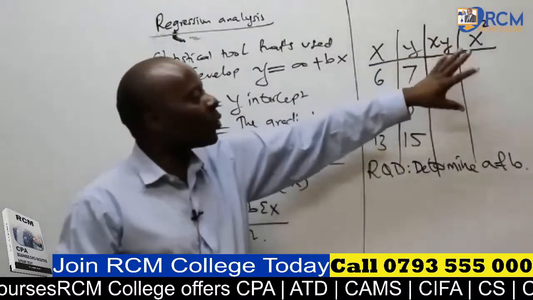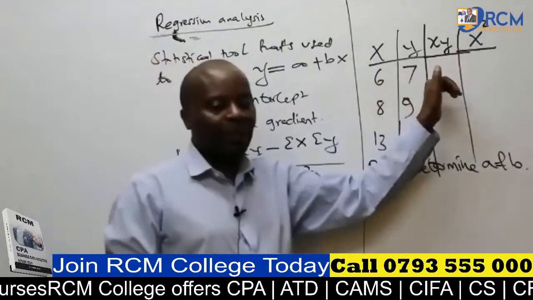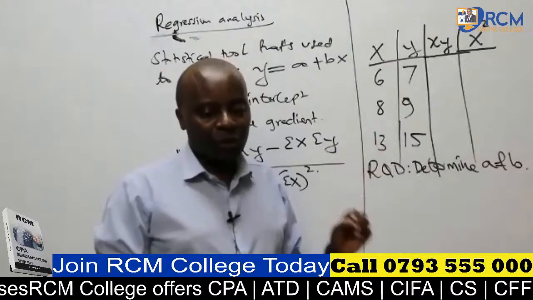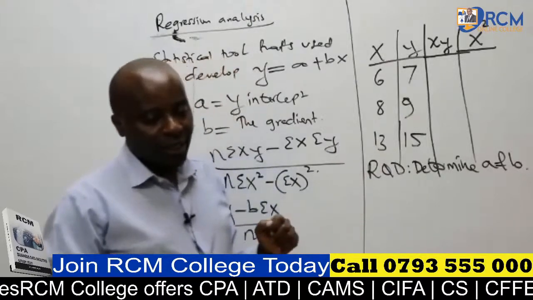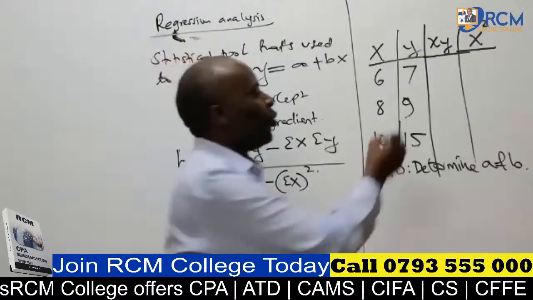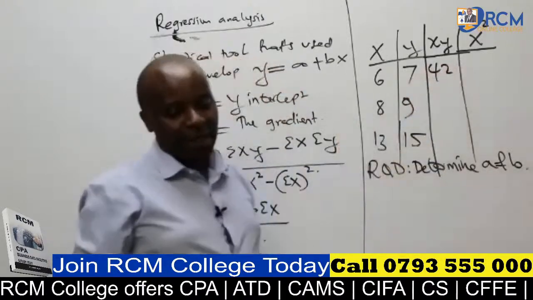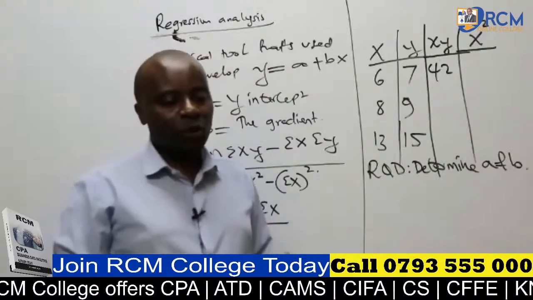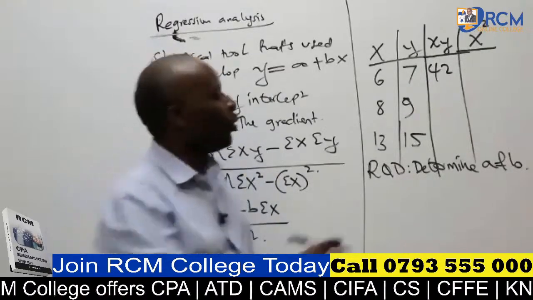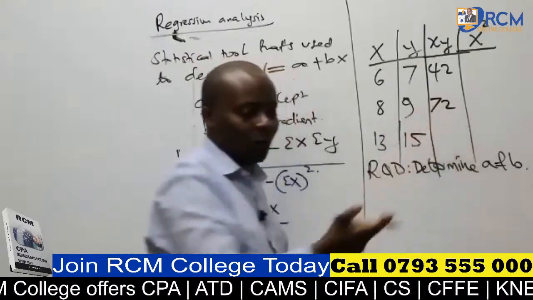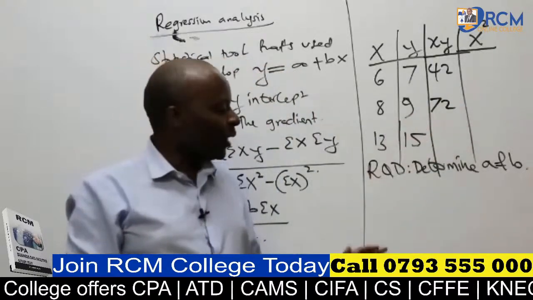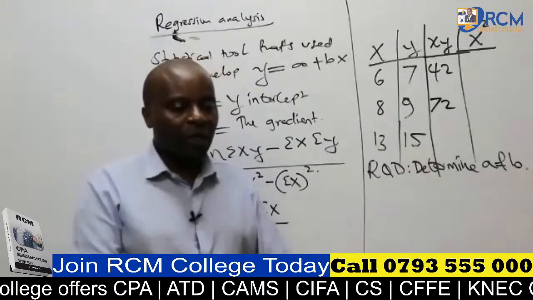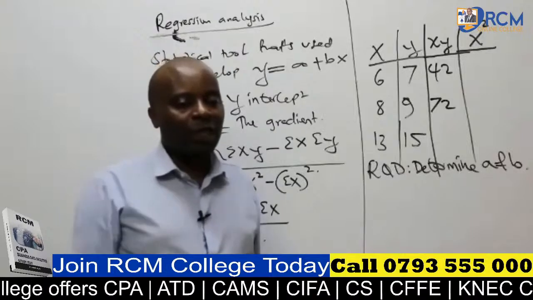So I need the column of XY first. What is 6 times 7? Somebody give me the multiples. 42. How about 8 times 9? I know the multiples, but I would want you guys to be engaged in this. 72. The third one I don't know offhand. 13 times 15 gives me what figure?